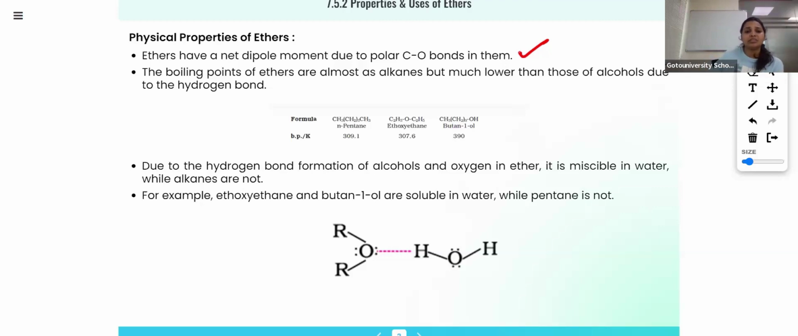So the boiling points of ethers are almost the same as alkanes but lower than that of alcohols due to hydrogen bonding. Because in case of alcohol there is hydrogen bonding. That is the reason. Now, due to hydrogen bond formation with oxygen in ether, it is miscible in water. Miscible means they are soluble in water because they can form hydrogen bonds with water. Then ethoxyethane and butan-1-ol are soluble while pentane is not.